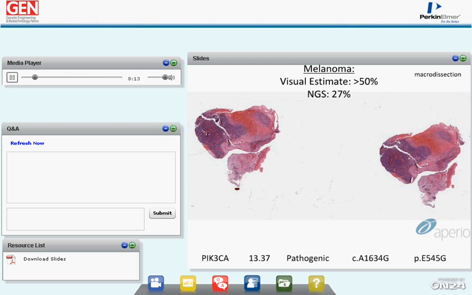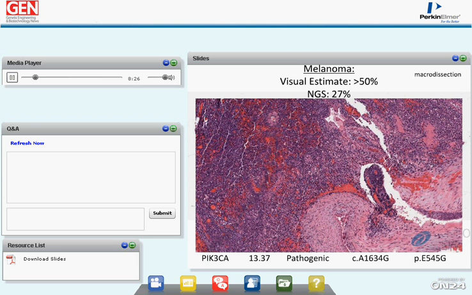This is the second case, again, where the visual estimation of tumor was about twice what the next-gen sequencing analysis demonstrated. And just a little higher power to show you the complexity of these fields of view, that these are not pure tumor, that there's mixtures of inflammatory cells, and visually estimating how much tumor and how much inflammatory cell is present is actually a very challenging exercise.